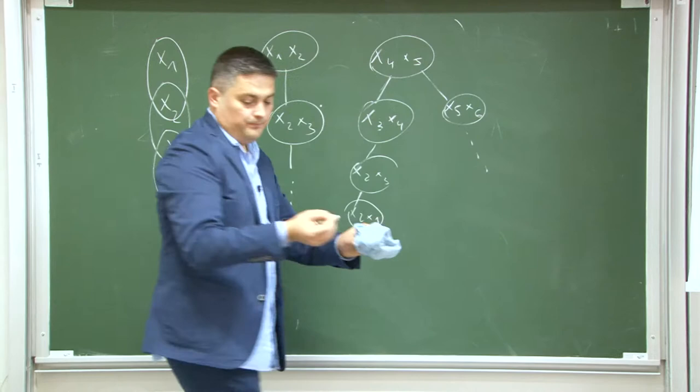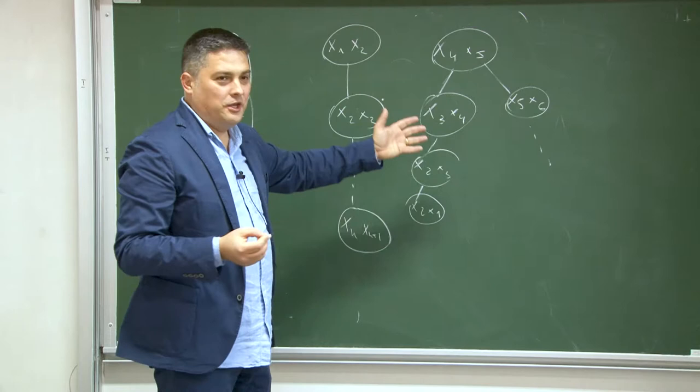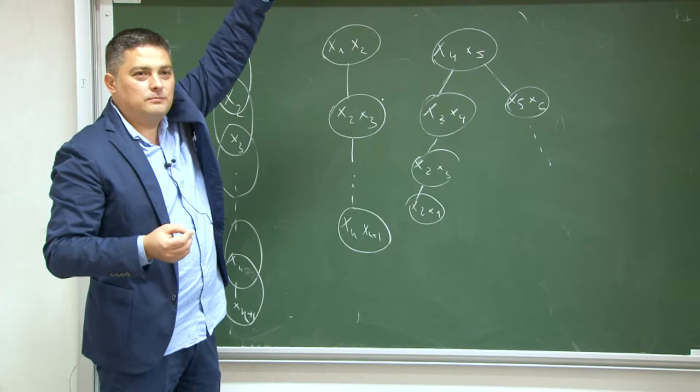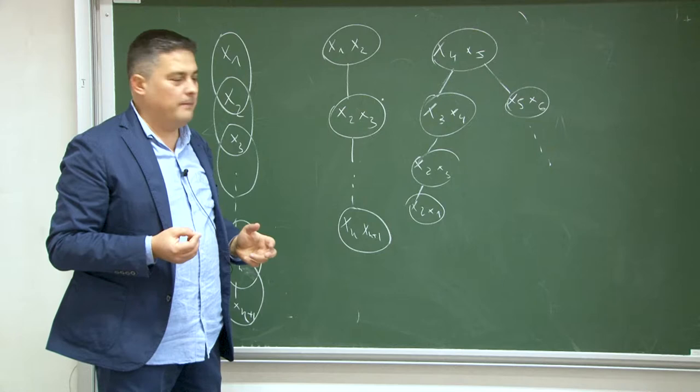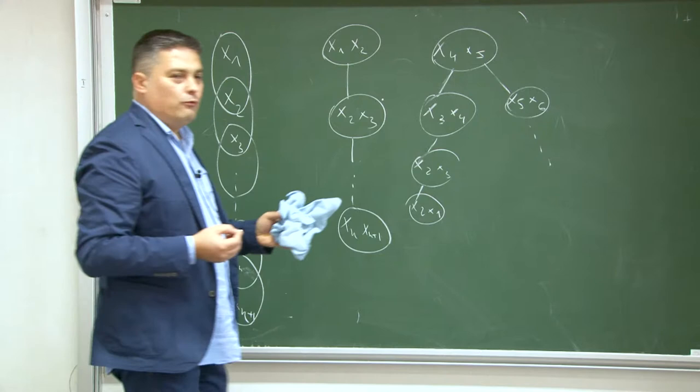I mean, ultimately, what's the trick here? The trick is you have this path, and you can pick any node and make it the root. It's nothing more than this, right? And that will still be okay. So what about possible variable orders for this?